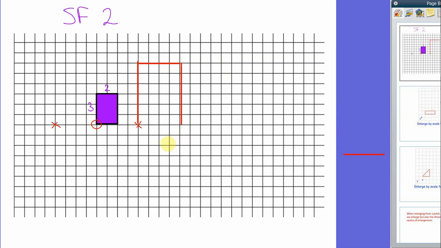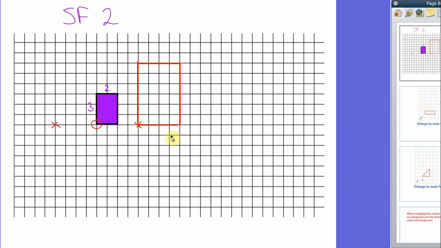Then we come down another 4. And we would then come across 2, sorry, across 4. Right, so I was mumbling a bit there because I was having problems with my pen. But I think I said down 4, but it's down 6 and across 4. So that red rectangle is twice the size of the purple one and twice as far away.